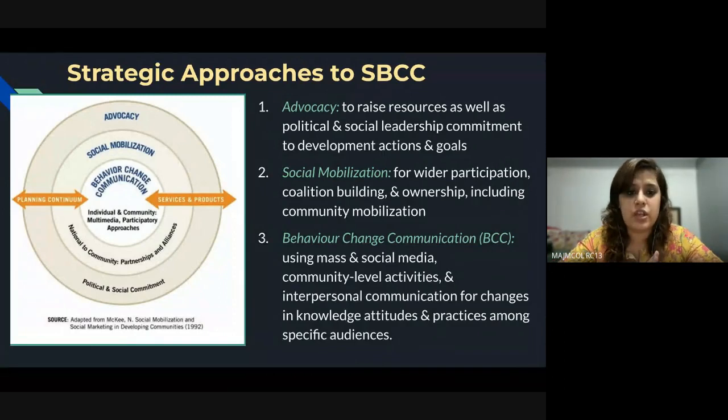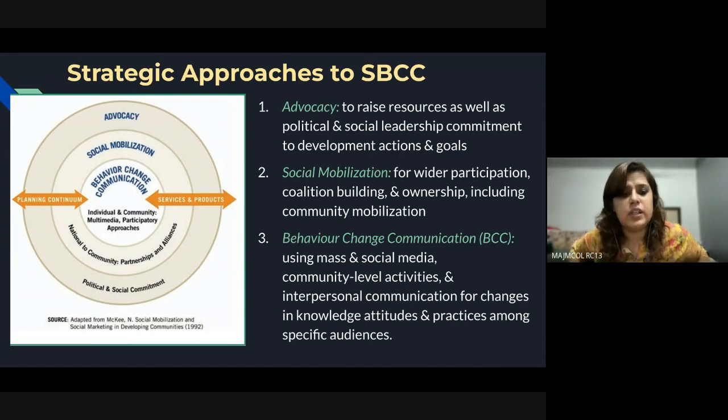There are three strategic approaches: advocacy, social mobilization, and behavior change communication. While these three are essential in their own right, we cannot bring about social and behavioral change communication unless we combine all three of them. The first I talk about is behavior change communication. You can do so at the individual level and at the community level, and that is what leads towards the social mobilization and the advocacy part of it.